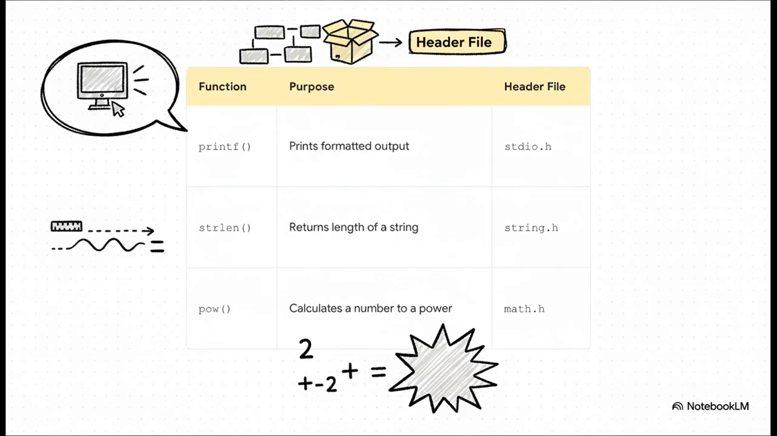And here's the best part. You don't have to write every single function yourself. Not even close. C comes with a massive built-in toolkit of pre-made functions called a library. You need to print something to the screen? Use printf. Need to find out how long a string is? There's strlen. Need to calculate a number to a power? Use pow. They're all there, ready to go.